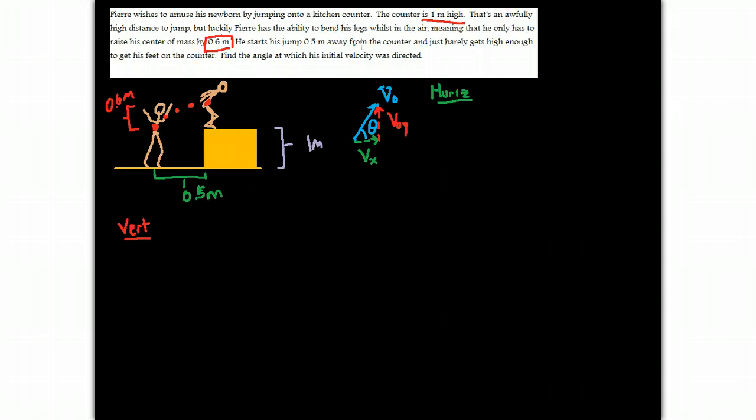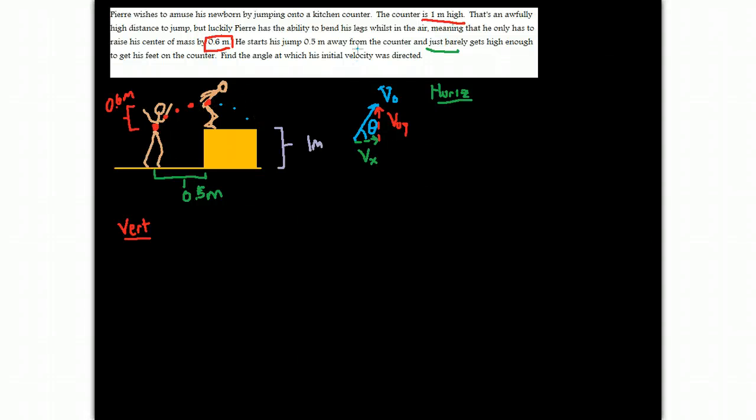And he's just barely able to make it. That's our "just barely." So we can assume that he gets up here when his vertical velocity at that point is 0. This is going to be his maximum height. After that point, if it were to continue, you would start to see a decline in his center of mass if the counter wasn't getting in the way. But that's not what's happening.